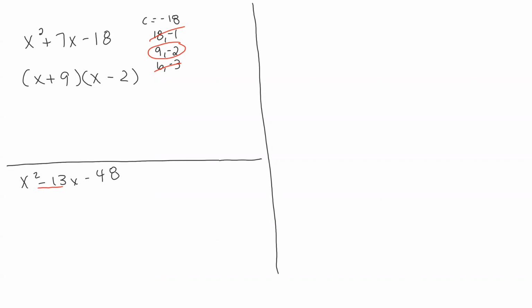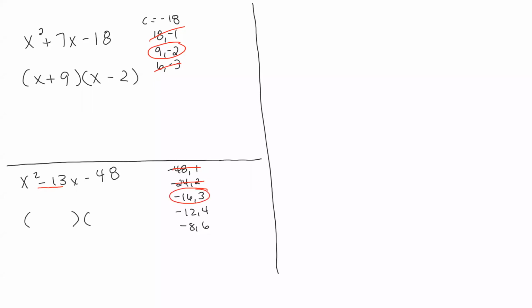So in this case, the larger factor is going to be the negative. Okay, so we would get negative 48 and 1, negative 24 and 2, negative 16 and 3, negative 12 and 4, negative 8 and 6, and I think that's it. So let's see what works here. Well, negative 48 and 1 is negative 47. That doesn't work. Negative 24 and 2 is negative 22, so that doesn't work. Negative 16 and 3, that does equal negative 13, so there you have it.